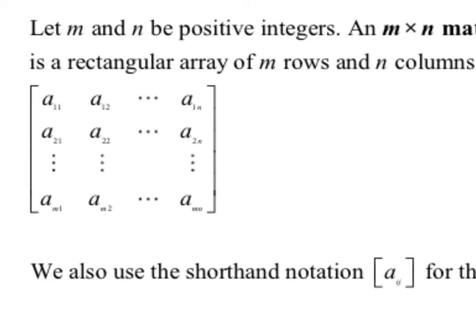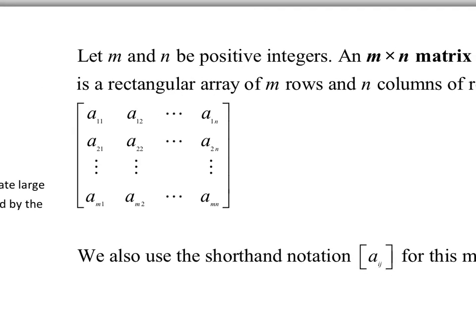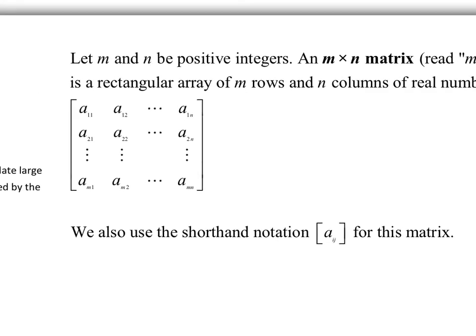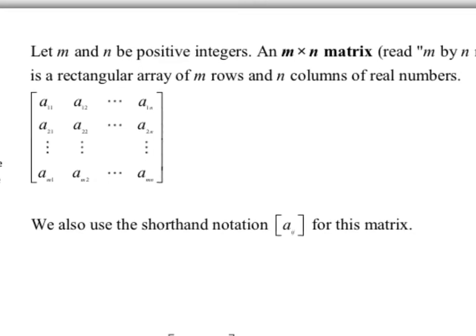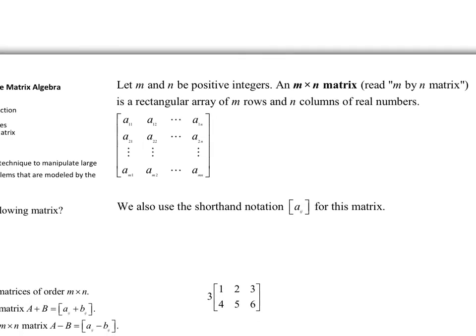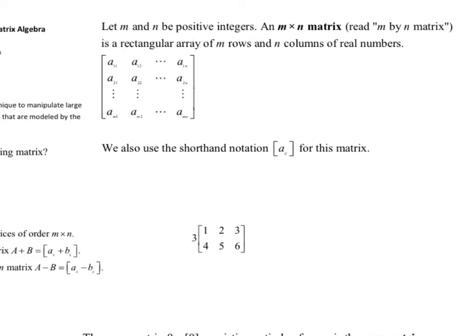So, what this is saying says let m and n be positive integers. M is the number of rows, n is the number of columns, and it's read m by n, a rectangular array of m rows and n columns of real numbers. So let's take a look.